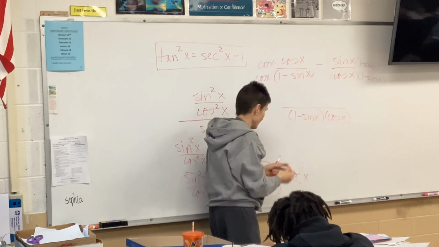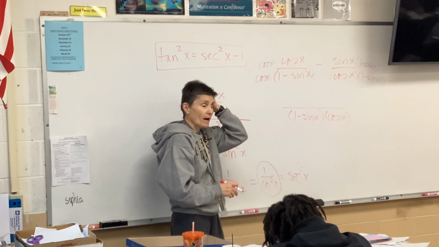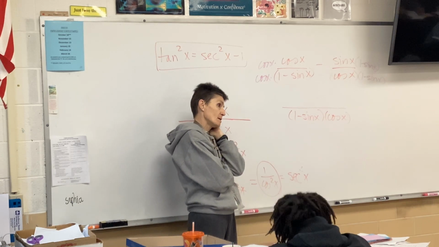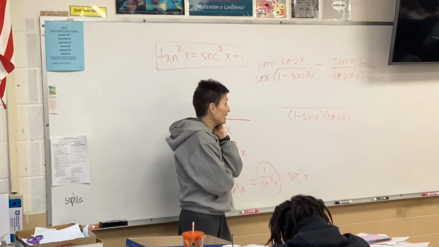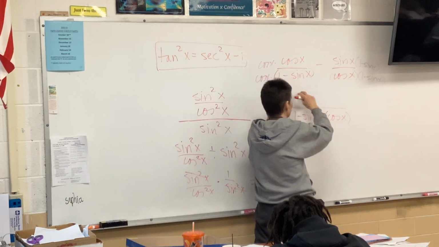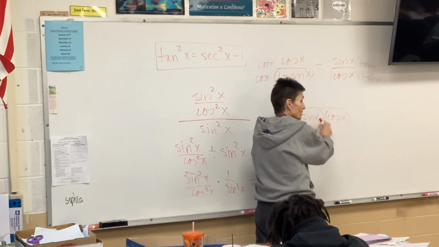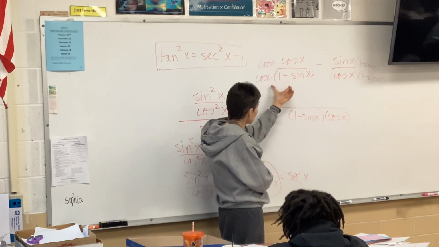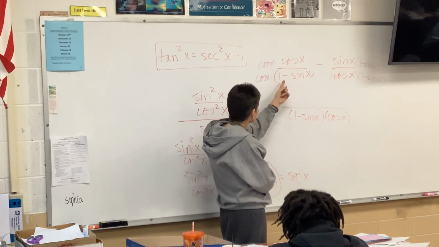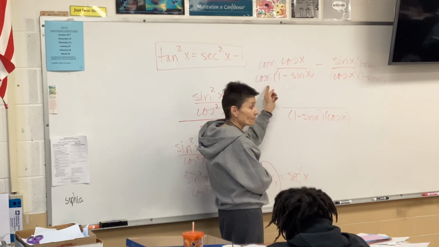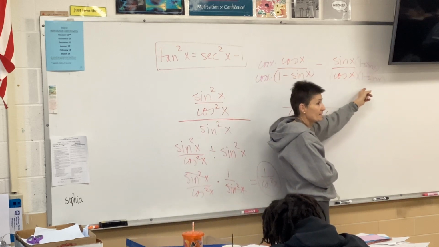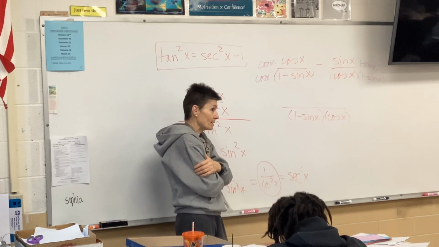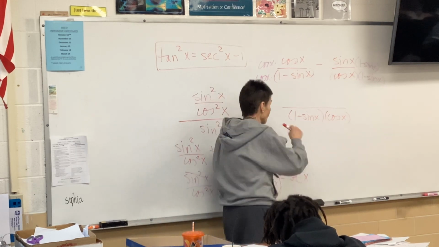So we notice that we are subtracting fractions. We know that when we subtract fractions, we need a common denominator. That common denominator is that denominator and that denominator, both denominators. So this one, that denominator has to match this. So I needed to put a cosine here, and I needed to put a 1 minus sine here. Everybody still with me?